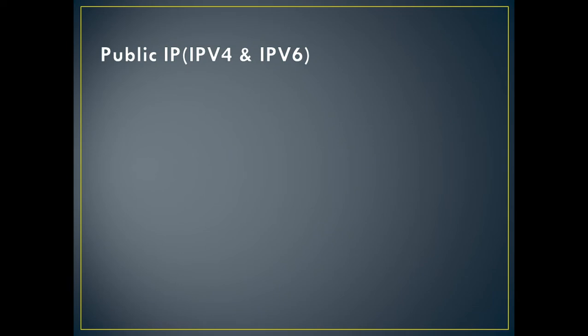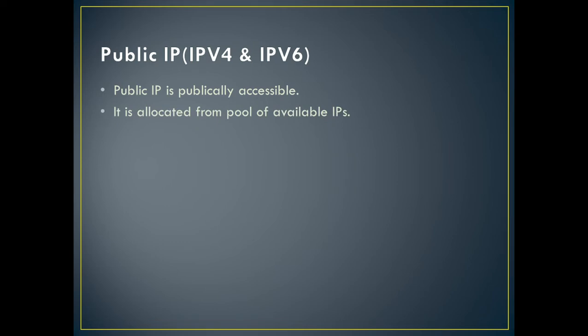So first of all, we will understand how many types of public IPs we have. There are two types basically: one is IPv4 and another one is IPv6. Now, public IP is publicly accessible, as the name suggests. It is allocated from a pool of available IPs. So there is nothing like an unlimited range of public IPs. There is a limitation on public IPs as well.